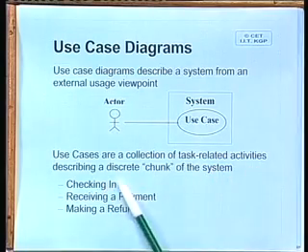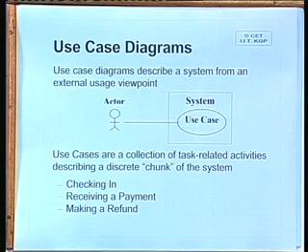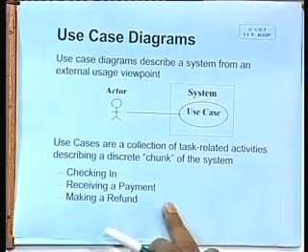Is it alright? So that's why you see, use cases are a collection of task related activities describing a discrete chunk of the system. It should be a discrete chunk of the system and not just one small thing. In a sense, it should be a business activity, right? So one use case must represent a business activity, right?